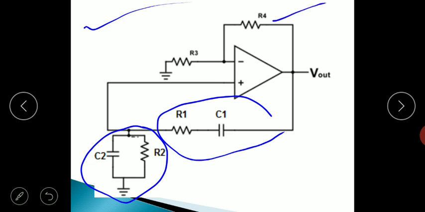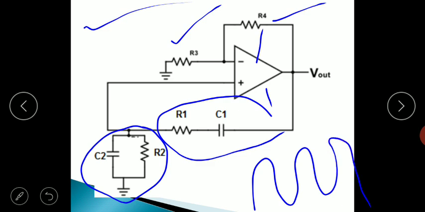Then this is R4, which acts as a feedback resistance, and R3, which is the input resistance for this non-inverting op amp. Now how does it generate the oscillation? Whenever the supply voltage is connected to this op amp, there will be movement of electrons through the resistors, and that movement of electrons causes what is called noise voltage. This noise voltage is used as an input here, and it will be amplified again and again, and we get sustained oscillation at one particular frequency.